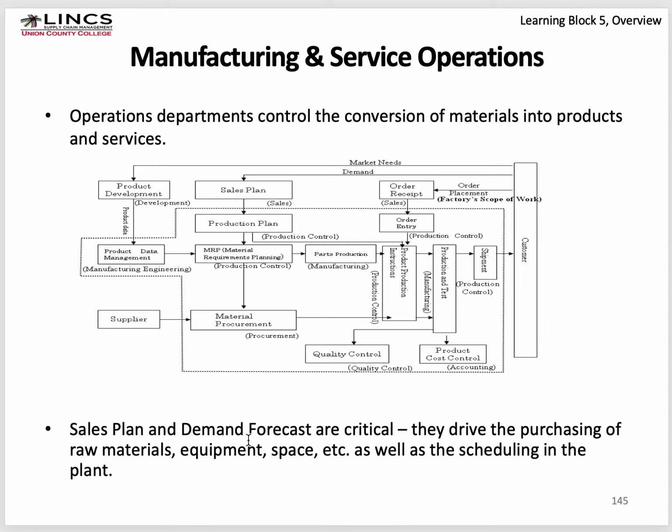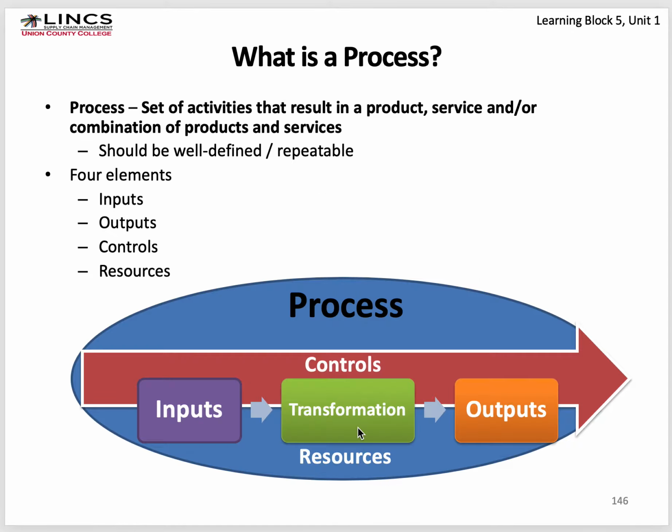So sales plan and demand forecast are critical. They drive the purchase of raw materials. As we said in that module, you cannot have the right products in the right place at the right time in the right quantities if your forecast has the wrong products in the wrong quantities at the wrong times. So you've got to match that up as best you can.